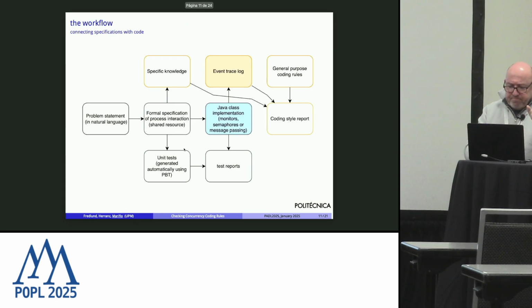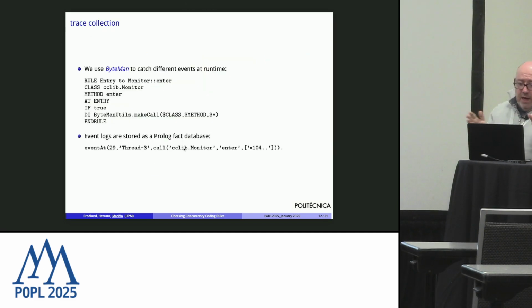Okay, so let's go with this first part, which is the collection of the traces from the execution of the submissions. We use for this a library called Byteman for Java, or Java Byteman, that allows us to specify rules on different events that happen in the execution of a Java program. This is one example of a Byteman rule that is used to launch events when the code of the students is calling some monitor operation, right? It's calling the enter operation in a monitor, right?